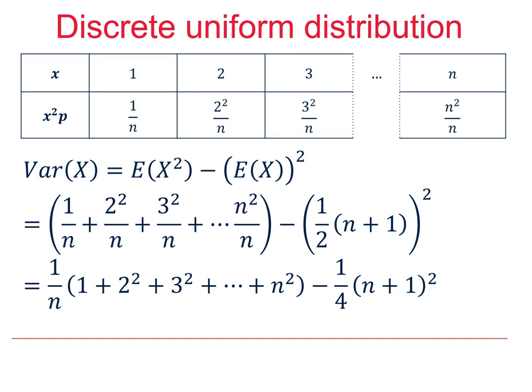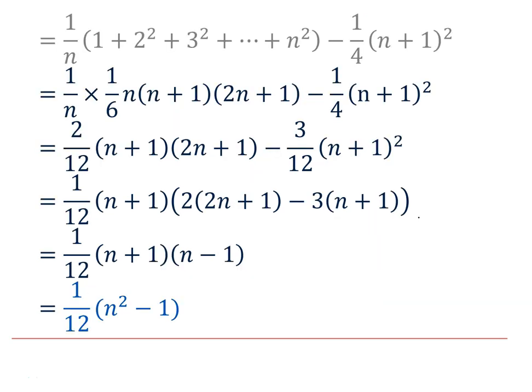And again, because n is a denominator for all of those items in this summation, we can take 1 over n out as a factor, and we are left here in brackets with the sum of the squares of the first n integers. And then just on the right hand side here, we have a half n plus 1 squared. A half squared will give us a quarter, and n plus 1 squared will just give us n plus 1 squared. So how can we simplify the sum of the first n squares?